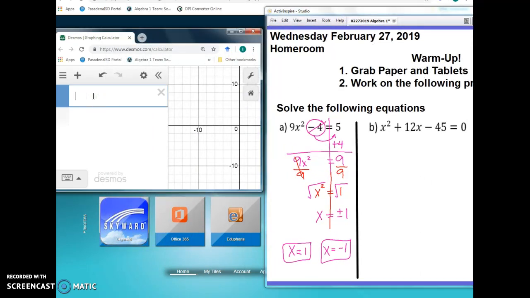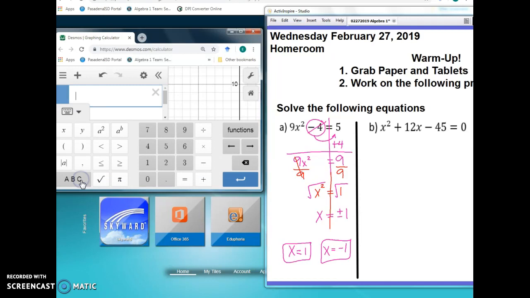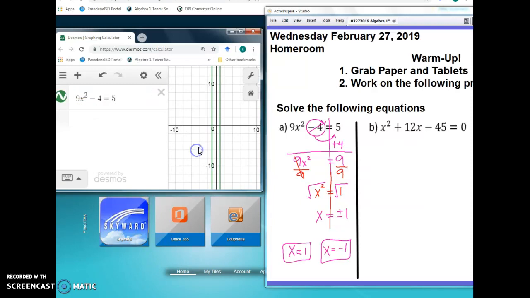Right here, I would type 9x squared minus 4 equals 5. And then right here, the solutions are negative 1 and positive 1. So if it was just asking for the solutions, you don't have to do all of this work. You can just put it in the calculator and find the solutions. Okay? Let's do the next one.